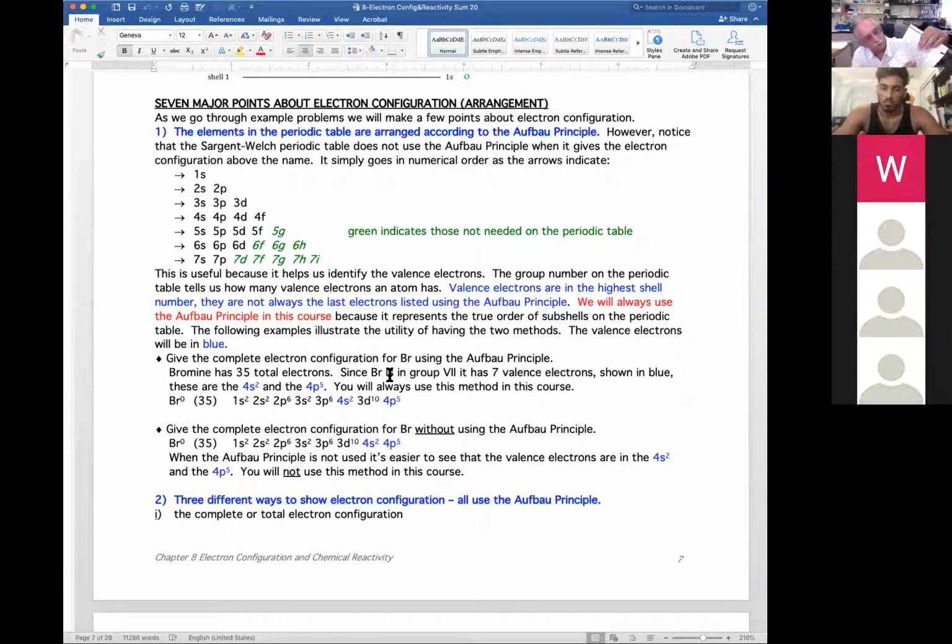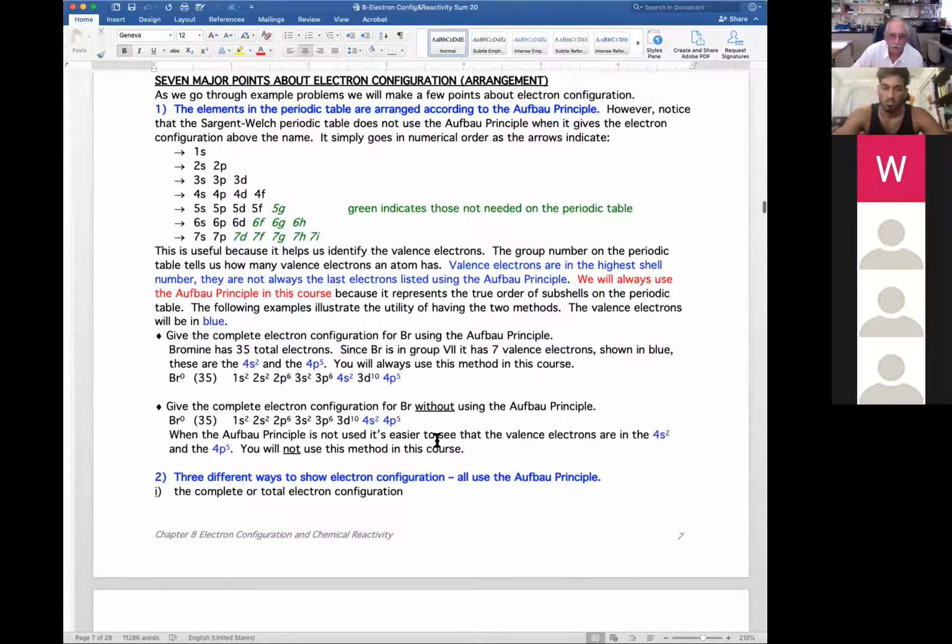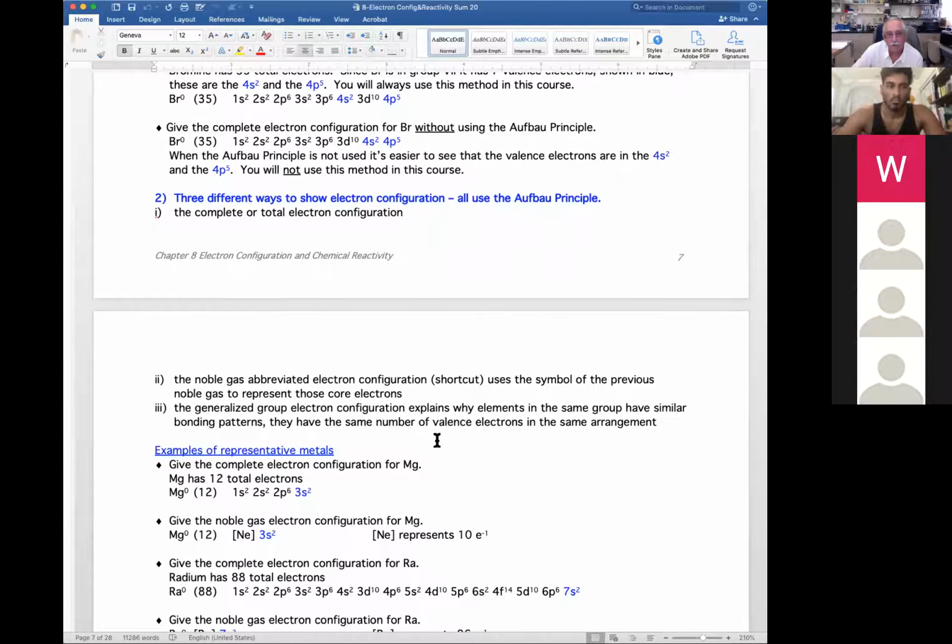here's bromine. Do this. So bromine is in group 7. So it's got 7 valence electrons. If you look at the periodic table, look, they're split up. Valence electrons are in the highest numbered shell. So that's shell number 4. So here are the 7 valence electrons. But if you look at what they did on the periodic table, because they didn't use the Aufbau principle, you can pick out right away which are the valence electrons. Then we can write it as the complete or total electron configuration.